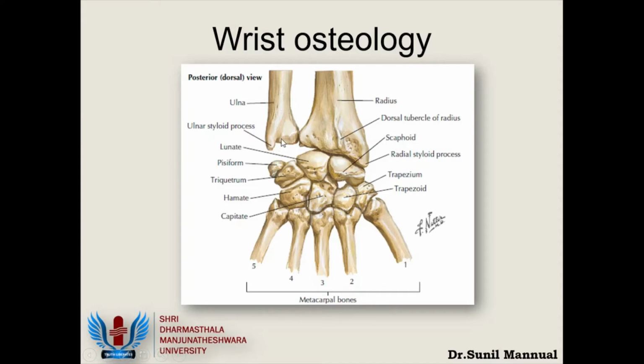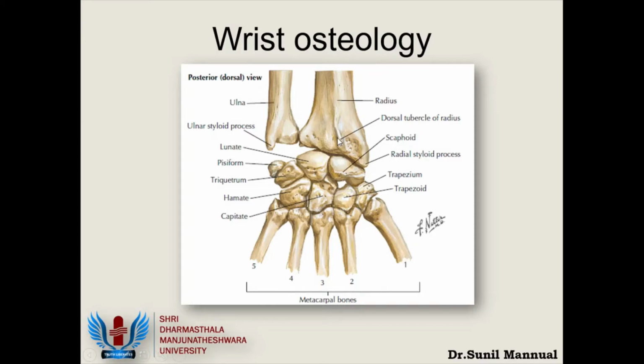And this structure here is called the Lister's tubercle. Here it has been mentioned as the dorsal tubercle, but I would call it the Lister's tubercle. It's an important structure. In fact, with a little bit of difficulty, you will also be able to palpate the Lister's tubercle on the dorsal or posterior surface of the wrist.